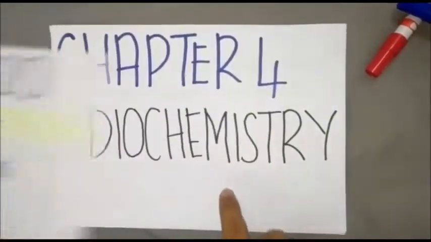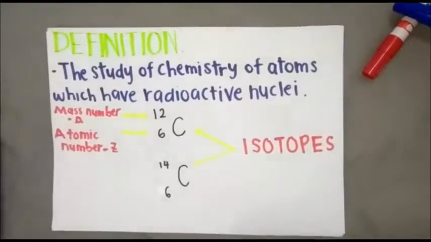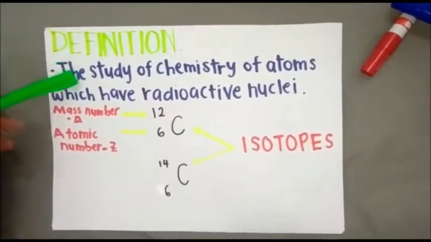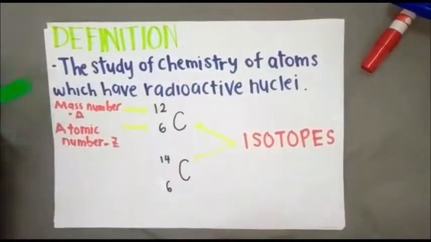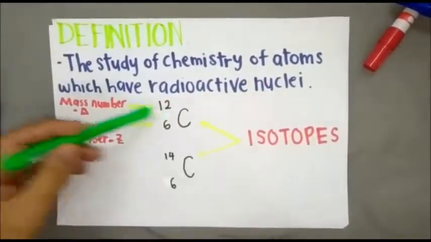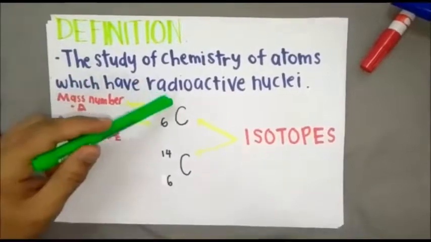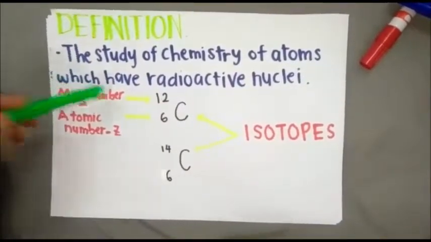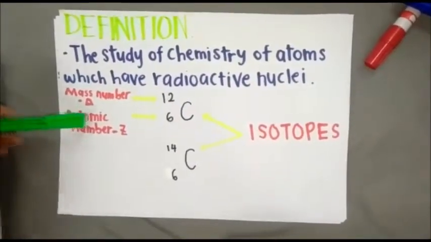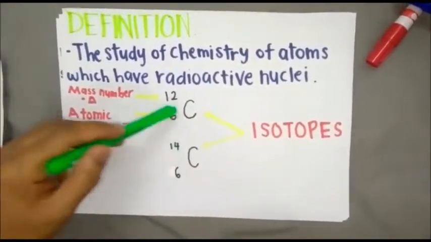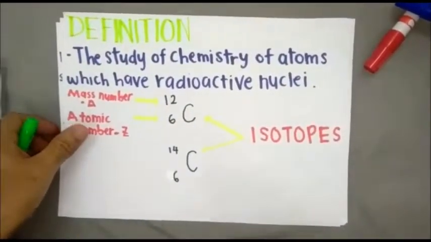Okay, we will learn about radiochemistry. The definition of radiochemistry: the study of chemistry of atoms which have radioactive nuclei. This is an example of radioactive nuclei. The upper part is for the mass number and the lower part is the atomic number. When the atomic number is the same, we call it an isotope.